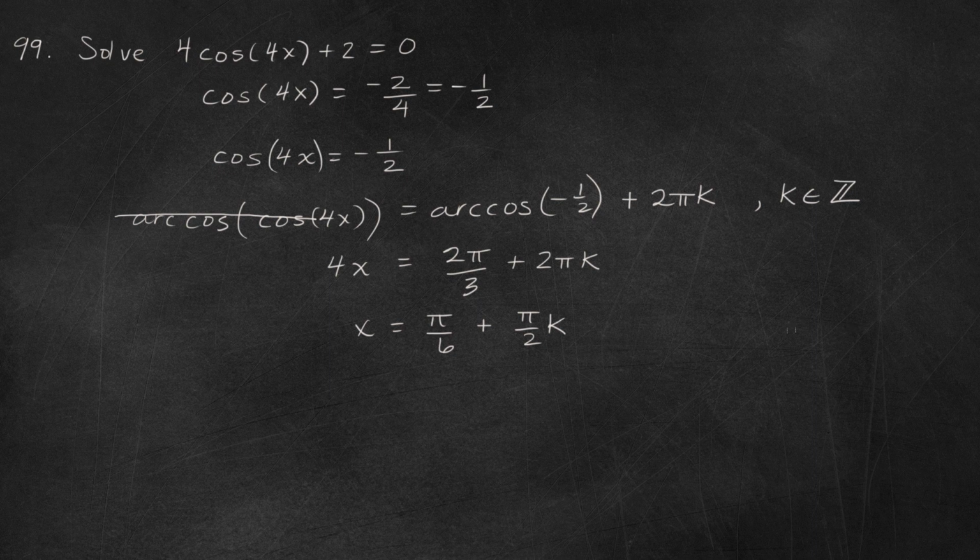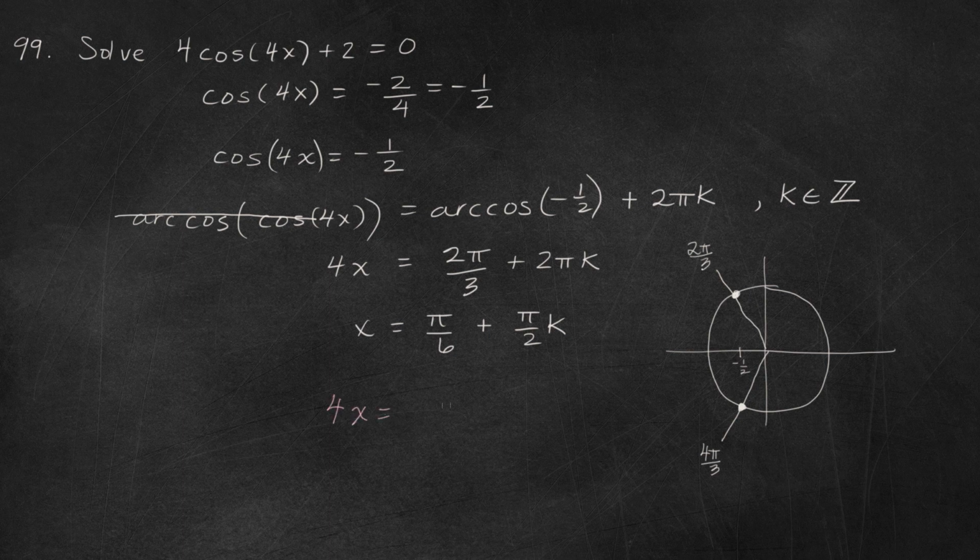Now this still doesn't quite represent all of our solutions. If we go back to thinking about our unit circle, where does cosine equal negative 1/2? Well, the x-coordinate, negative 1/2, is here, so we have the angle that terminates at this point and the angle that terminates at this point. So this angle here is the 2 pi over 3, and I've used that one, but I have not done anything with this other angle, which is 4 pi over 3. So I need to consider that as well. 4x could equal 4 pi over 3 plus multiples of the period.